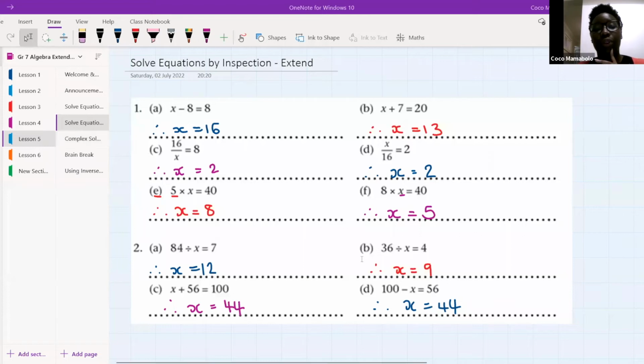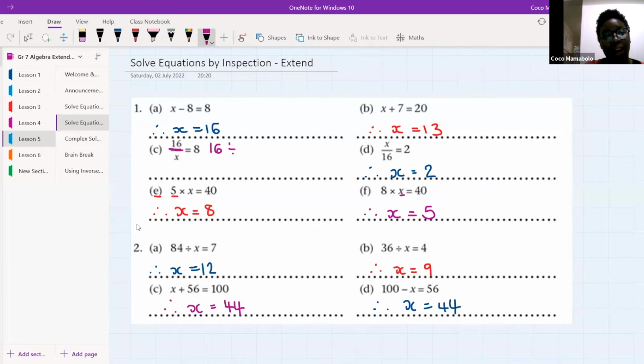Oh, okay. We're confused with C. Which C, Nomahlubi, which C are you confused with? 1C or 2C? 1C. Okay, let's look at 1C again. Now we're looking for a number, because this line over here actually means divided by. Ntikelo, I'm going to get to that one as well. This line over here actually means divided by. So the sum actually reads 16 divided by X is equal to 8.